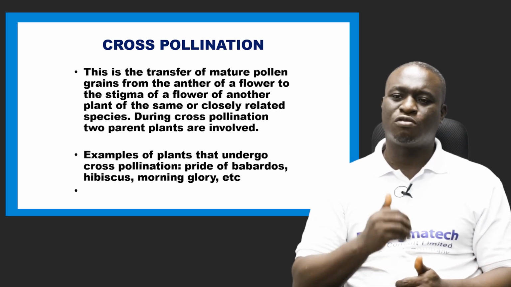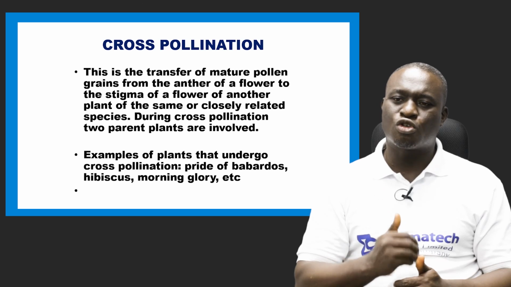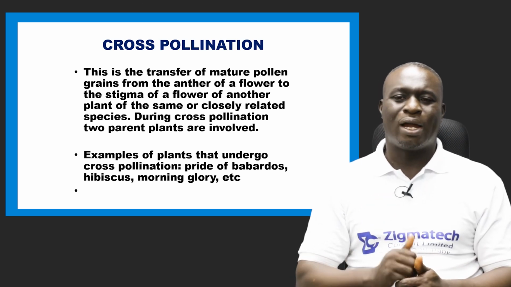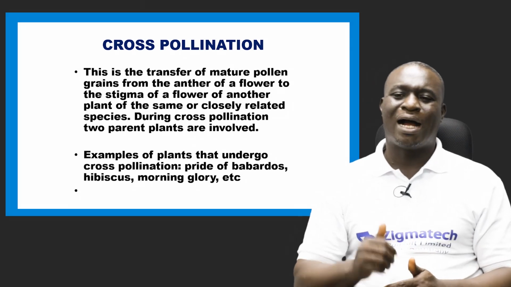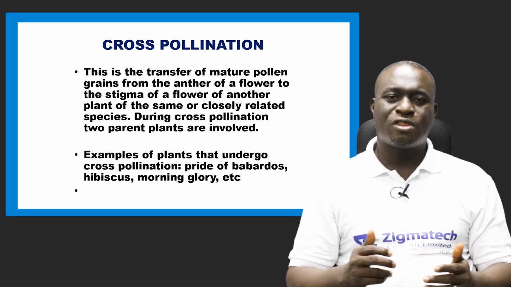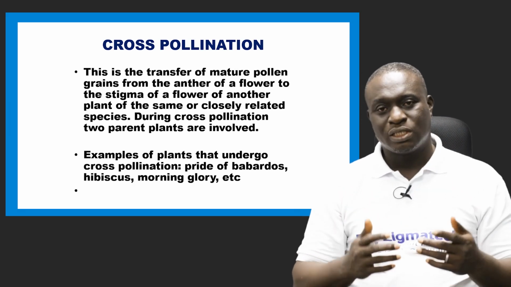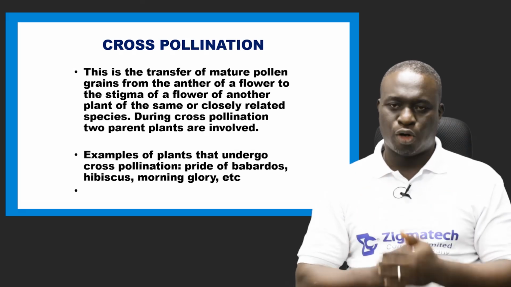Examples of some of the plants that undergo cross-pollination include Pride of Barbados, hibiscus flower, and the morning glory. All these are examples of plants that undergo cross-pollination.